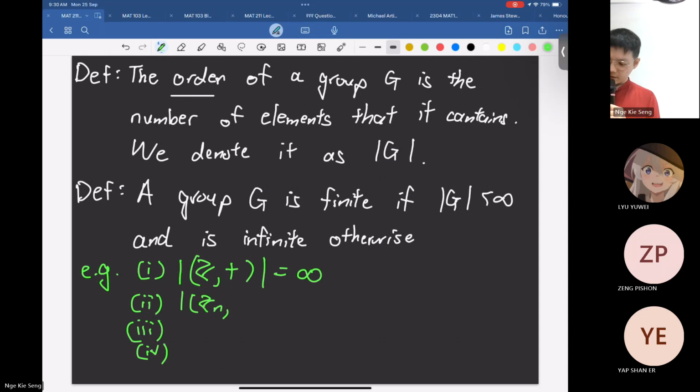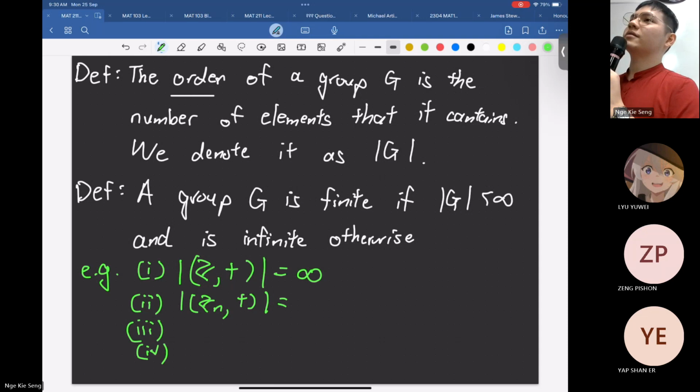How about Zn? What's the cardinality of Zn? How many elements in Zn? Infinity? What are the equivalence classes of Zn? How many numbers are on your clock? 12, right? It's Z12. So there are only 12 numbers on your clock, although your clock runs endlessly, provided the battery is not dead.